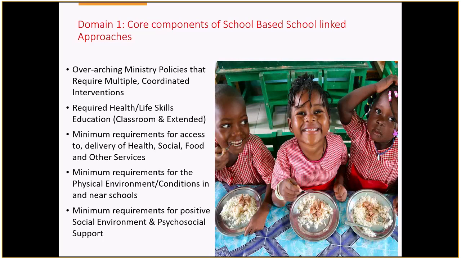Yes, so as I mentioned, there are 6 domains under which we are going to gather information at the country and subnational level. Domain 1 focuses on the core components or the content of the school-based and school-linked approaches. It talks about policies, standards for health and life skill education, minimum requirements for food availability and other services in schools, minimum standards for the physical environment in and around schools, and similarly psychosocial support. Under this section, the questions will be asked to understand whether the country has a written school-based or school-linked policy on promoting health, nutrition, and development.